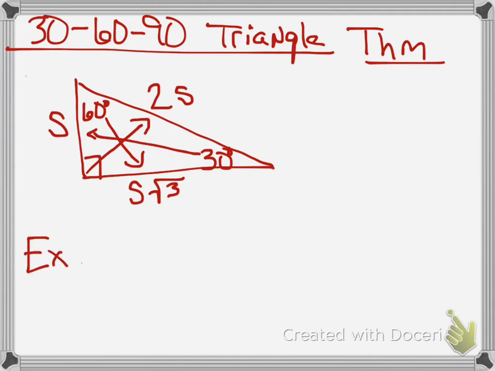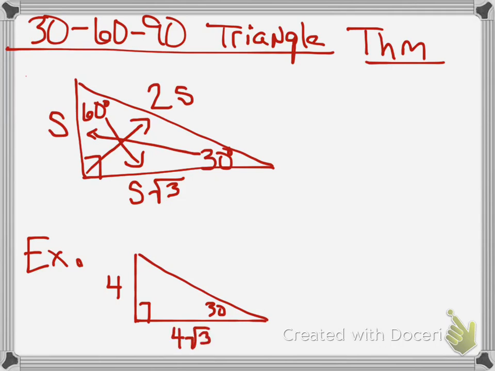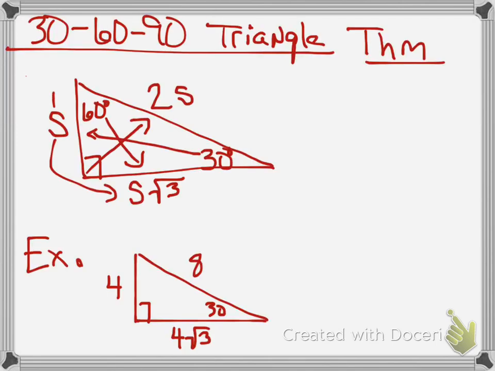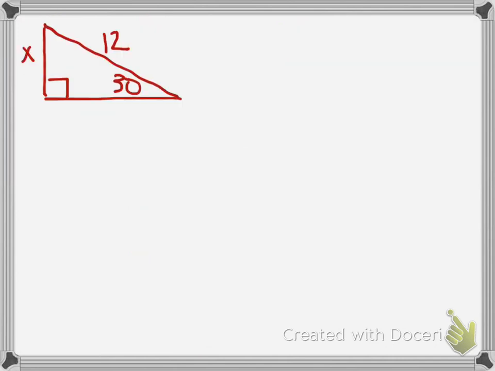What does that mean? Give me an example. If I give you something simple, like here's a 30, and a 90, and a 60, then you know you've got a 30-60-90. If I put a 4 there, then I know the other leg is going to be 4 times the square root of 3. So when I go from here to here, multiply by the square root of 3. And the hypotenuse is double the short leg, so it would be 8. Okay, so let's look at an example like that.